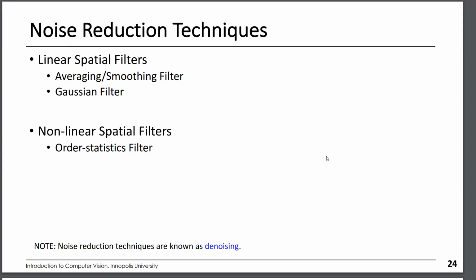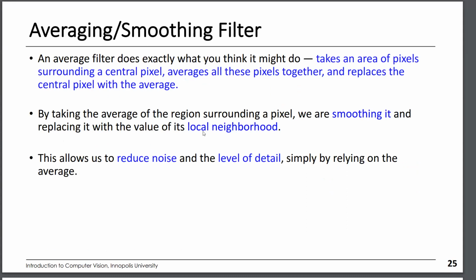Noise reduction techniques. We have linear spatial filters and non-linear spatial filters. Linear spatial filters, as your friend has suggested, include the averaging or smoothing filter and the Gaussian filter. The non-linear spatial filters are, for example, the order statistics filter. We will see what order statistics is. It's very simple, very basic stuff.